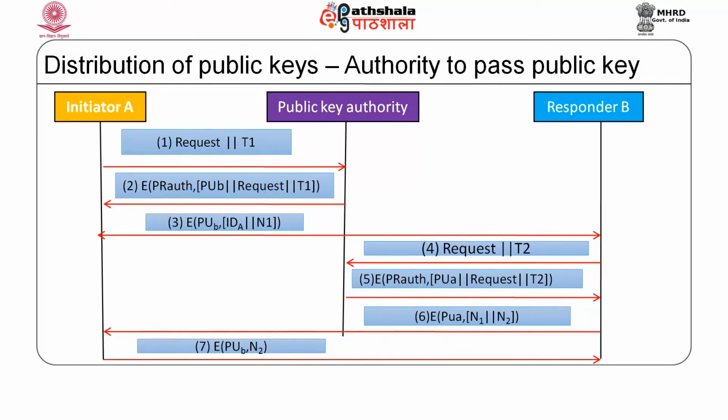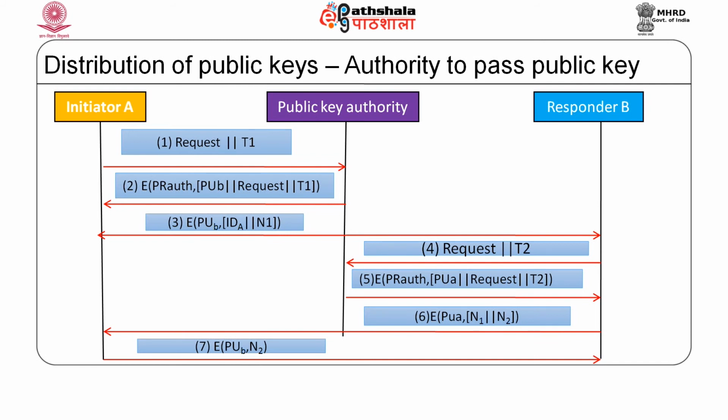The third way is that there is an authority, a public key authority, to pass the public key. Now, in this case there are certain steps that are followed. There is an initiator and a responder. So, A wants to communicate to B. So, A needs B's public key, and B needs A's public key. In that case there would be a request generated with a timestamp attached to it. Where would it go? It would go to the public key authority.